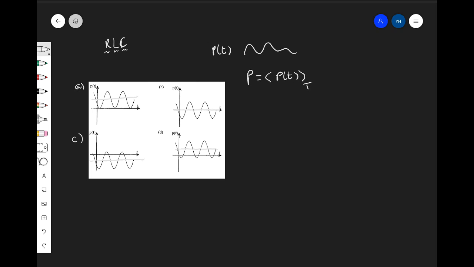In the cases of inductors and capacitors, you might think that they do store energy and they do release energy, but over a period, they do not release more energy than they gain in the circuit that we had above. Therefore, C is not possible.